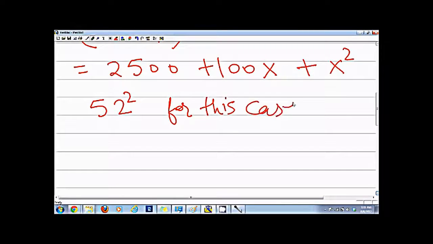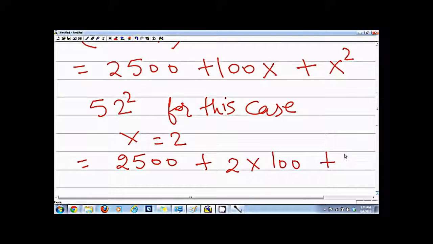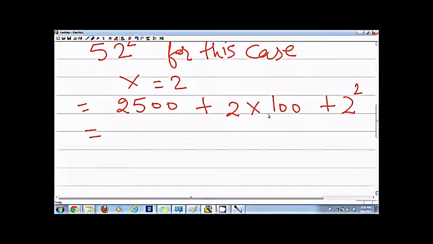x is equal to 2, and if x is equal to 2, then you can go back to the equation and say 2500 plus 2 into 100 plus 2 square. You can see because 2 is at the hundredth place, this 2 will be added to 5, and then this 2 square is at one's place, so it will come up on the last digit. So we will have 2704.